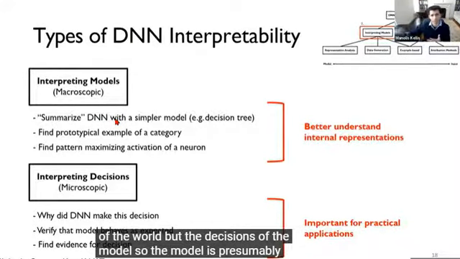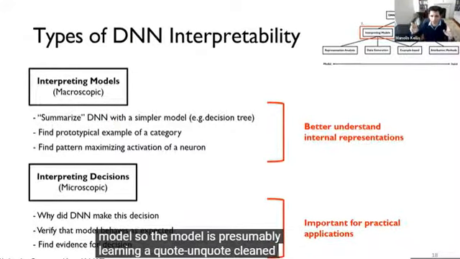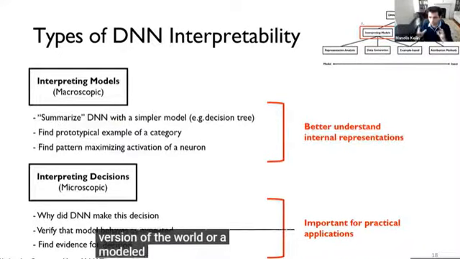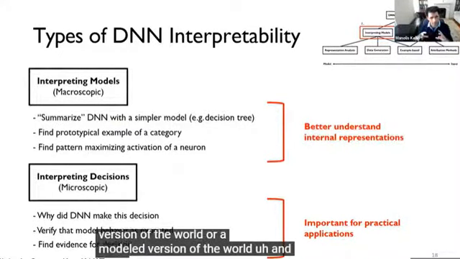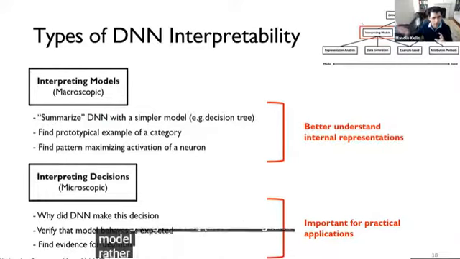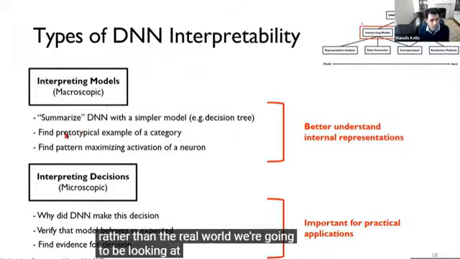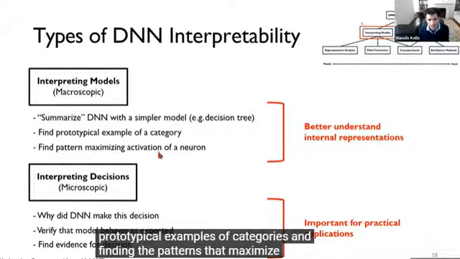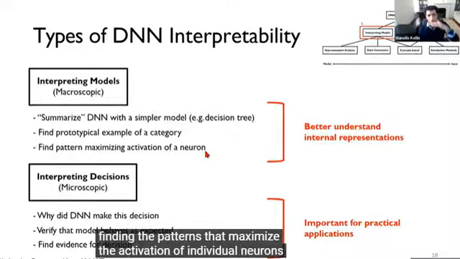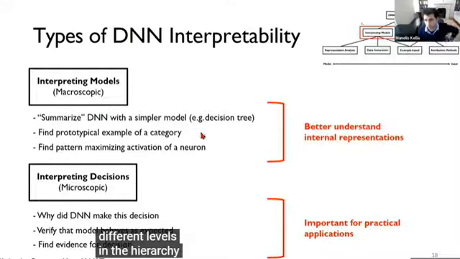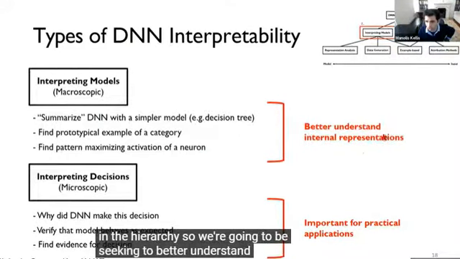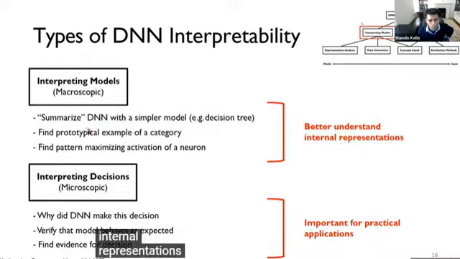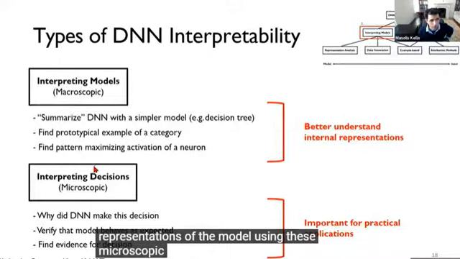So the model is presumably learning a quote unquote cleaned up version of the world, or a modeled version of the world. And we're going to be approximating that model rather than the real world. We're going to be looking at ways of building prototypical examples of categories and finding the patterns that maximize the activation of individual neurons at different levels in the hierarchy. So we're going to be seeking to better understand the internal representations of the model using these macroscopic models.